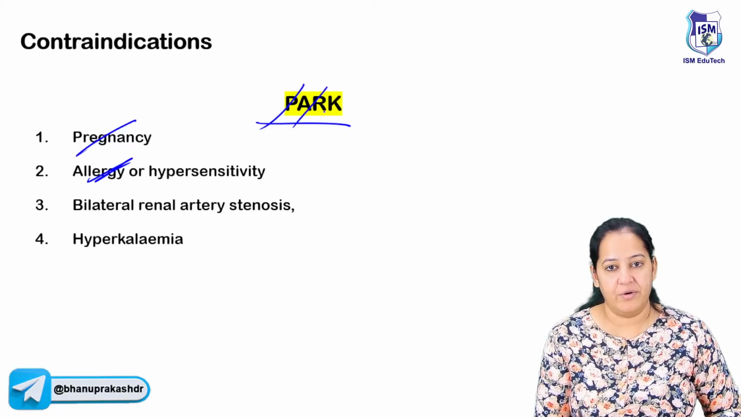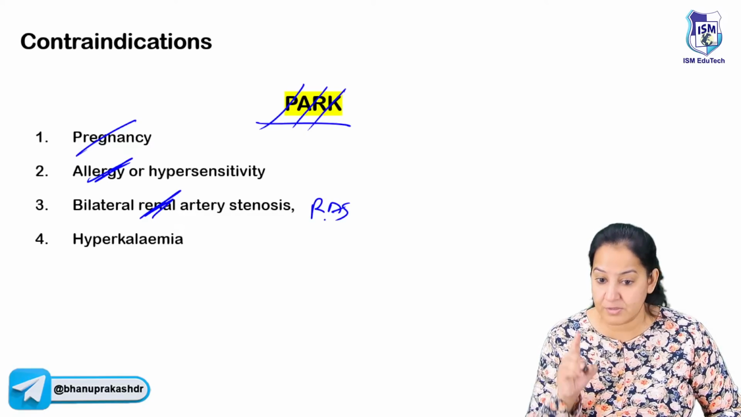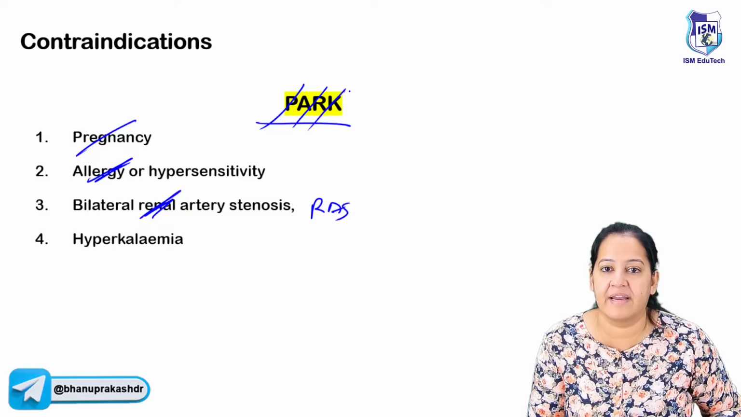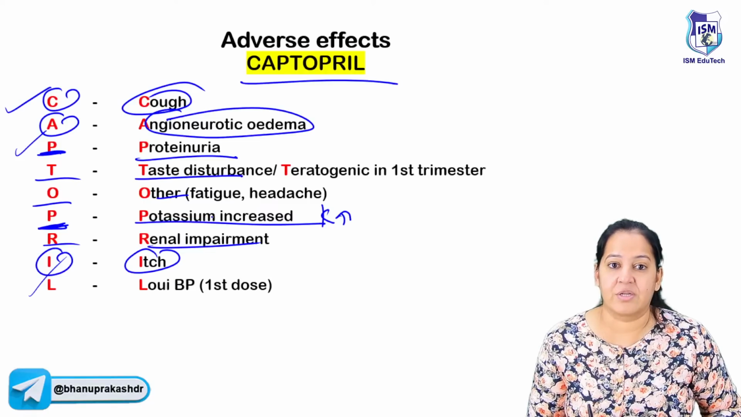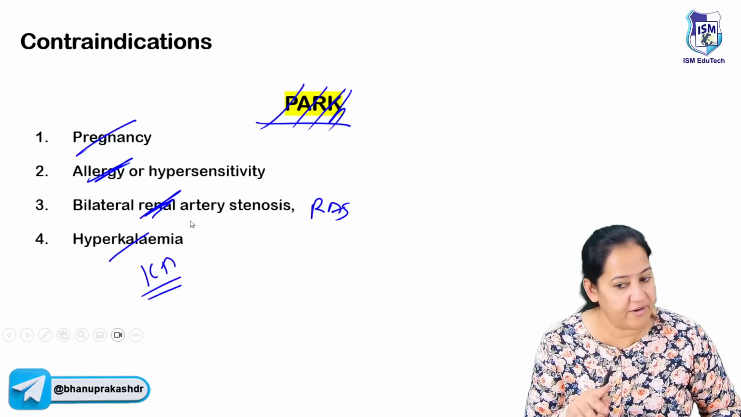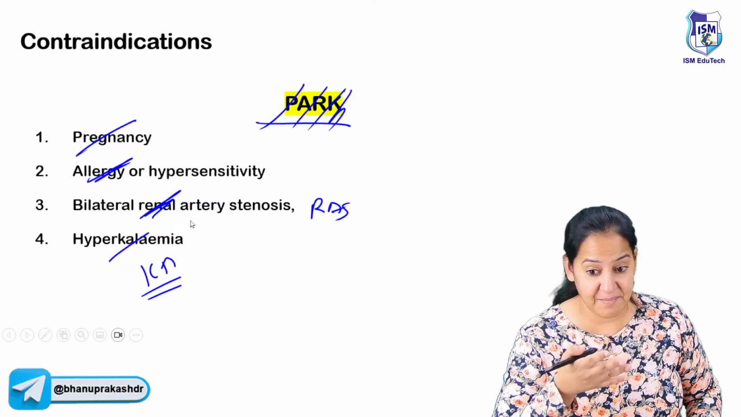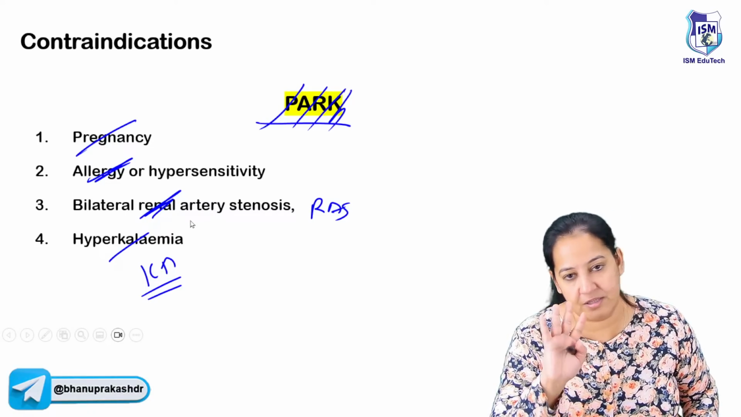A is allergy. R is renal artery stenosis, or single kidney. Never give it in single kidney. And K is kalemia, hyperkalemia. If the potassium is already raised, it will further raise the potassium. Patient will have arrhythmias. So before offering ACE inhibitor to any patient, check the potassium level. If the potassium is already raised, never give ACE inhibitor. These are the four contraindications.